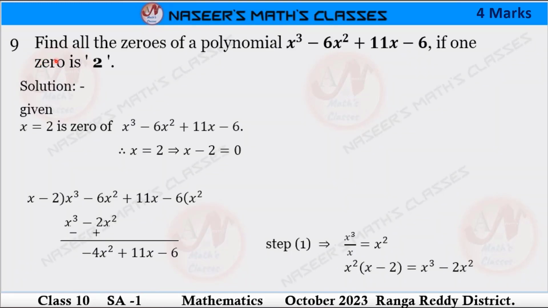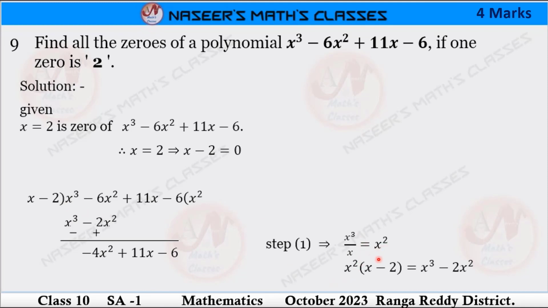In this problem it is given that find all the zeros of the polynomial x cube minus 6x squared plus 11x minus 6 if one of the zero is 2. So here one of the zero, that is x is equal to 2, is given. So we can write x minus 2. We divide x cube minus 6x squared plus 11x minus 6 with x minus 2 by long division. So we have to cancel x cube. To cancel x cube, we first find the quotient. So we can write x cube by x is equal to x square.